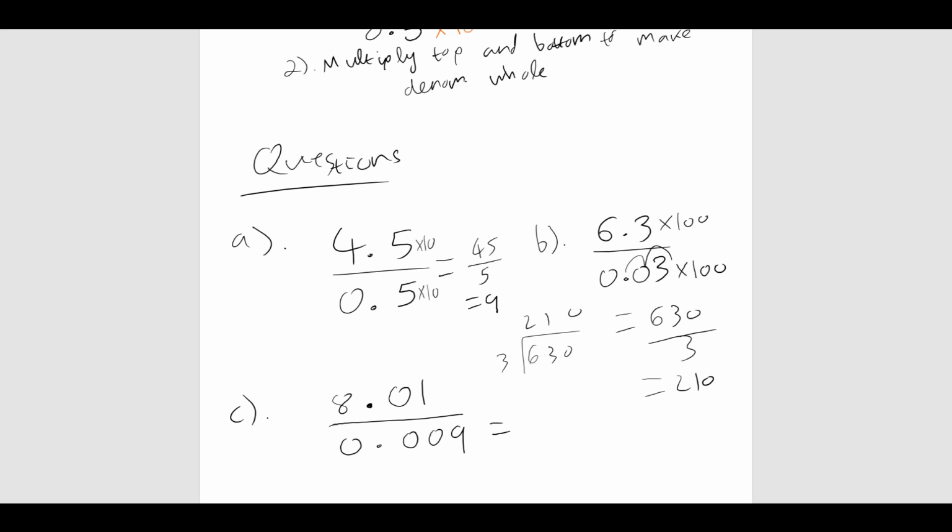8.01 over 0.009. To make the bottom into a whole number, I need to times by 1,000, so I times the top by 1,000. So that gives me 8,001 over 9, and then we can work that out with a bus stop. 9 into 8 goes 0, make it 8. 9 into 80 is going to go 8, with the remainder 8. 9 into 80 goes 8, with remainder 8. 9 into 81 goes 9. So my answer there would be 889.